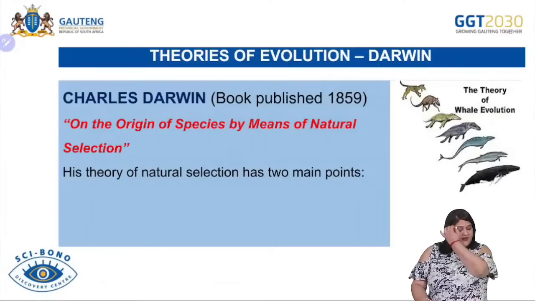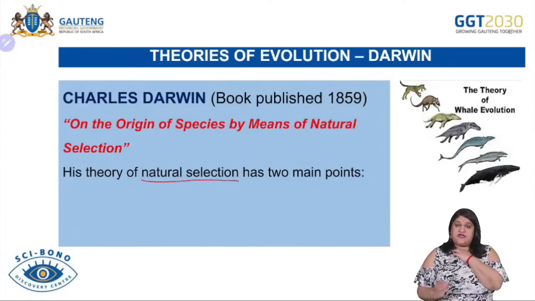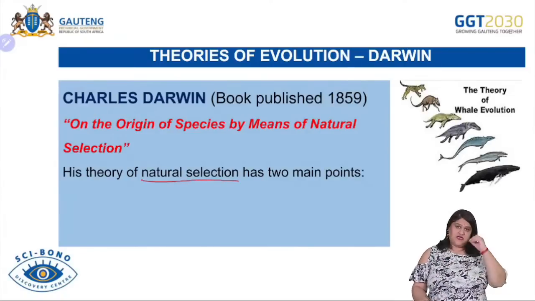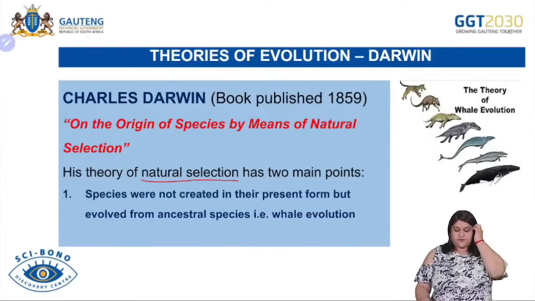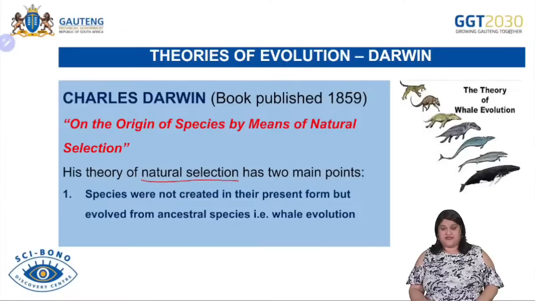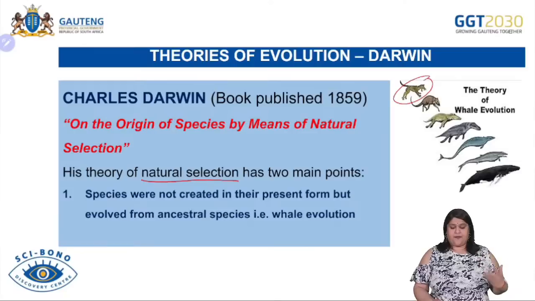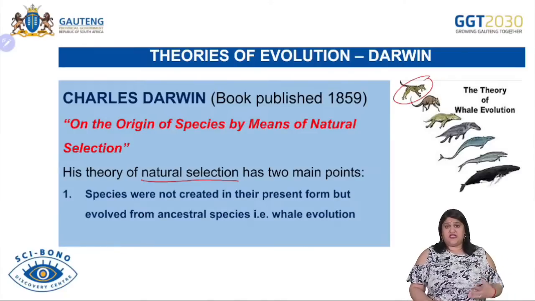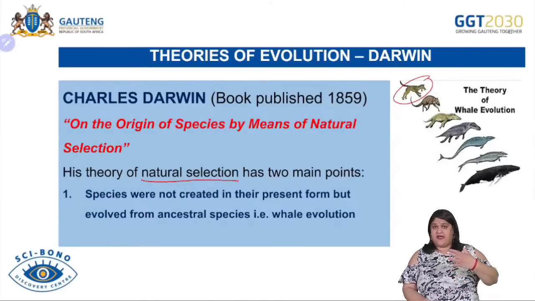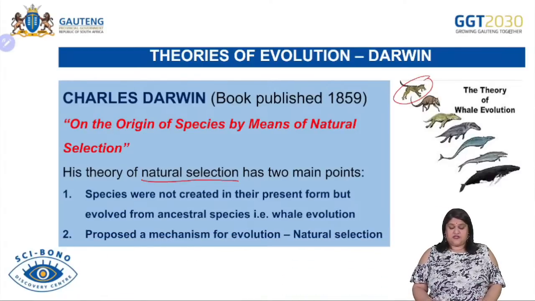Now we come to Charles Darwin, okay? And he has his theory of natural selection. Okay, so you hear natural selection, you think Charles Darwin. You hear Charles Darwin, you think natural selection. Right. Basically, he says that species were not created in their present form, but evolved from ancestral species. Okay, like for example, the whale. This is what the whale originally looked like. Okay, and over time, because of random mutations, because of environmental factors, they changed. And number 2, he proposed a mechanism of evolution which was called natural selection.